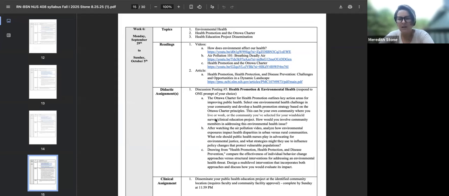You have 3 options here, and you're going to pick one of those to respond to by Wednesday evening, and then 2 responses by Sunday.